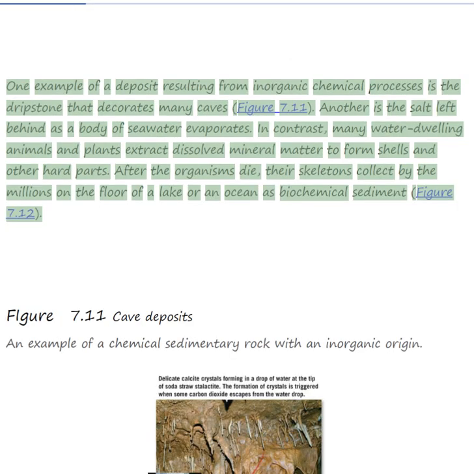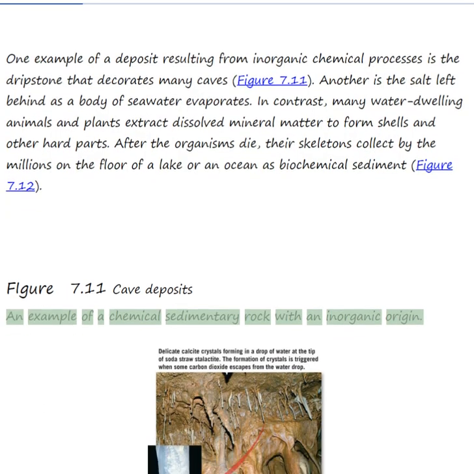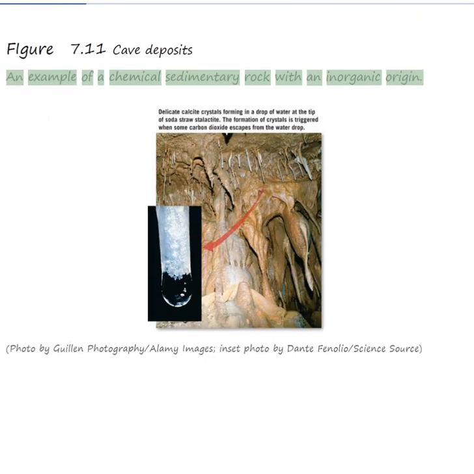One example of a deposit resulting from inorganic chemical processes is the dripstone that decorates many caves. Another is the salt left behind as a body of seawater evaporates. In contrast, many water-dwelling animals and plants extract dissolved mineral matter to form shells and other hard parts. After the organisms die, their skeletons collect by the millions on the floor of a lake or an ocean as biochemical sediment.